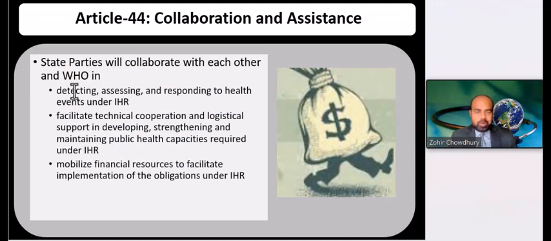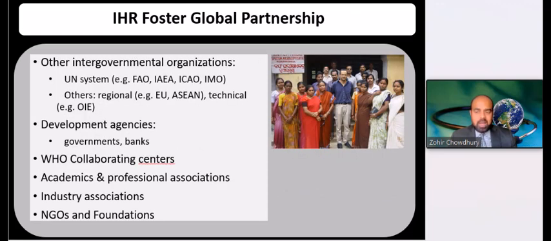With respect to collaboration and assistance, this is another very important provision under IHR. State parties will collaborate with each other in detecting, assessing, and responding to health events under IHR, facilitate technical cooperation and logistical support in developing, strengthening, and maintaining public health capacities required under IHR, as well as mobilize financial resources to facilitate implementation of the obligations under IHR. Collaboration under IHR Article 44 may be implemented through multiple channels, including bilaterally, through regional networks and the WHO regional offices, and through intergovernmental organizations and international bodies.